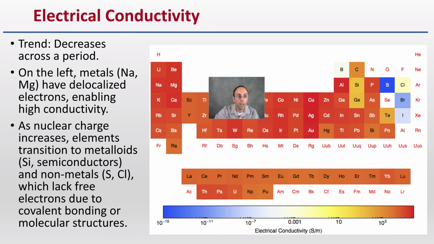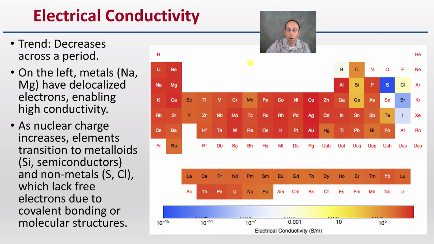Electrical conductivity, overall, is decreasing across a period from left to right. On the left, metals such as sodium have delocalized electrons, enabling high conductivity. As nuclear charge increases, elements transition to metalloids in this region, such as semiconductors like silicon, and nonmetals which lack free electrons due to covalent bonding or molecular structures, which is why you see that overall decreasing of electrical conductivity.